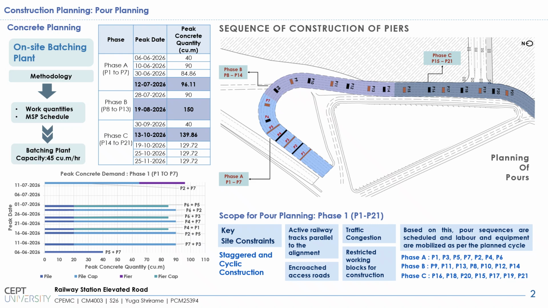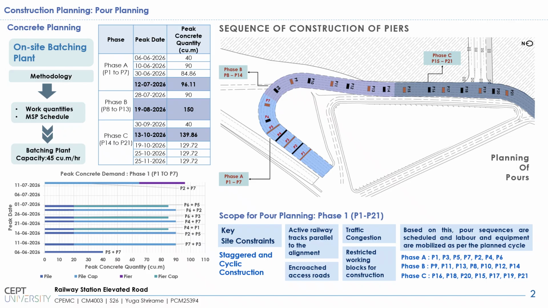To cater to all these conditions, the piers are planned in a staggered and cyclic manner, wherein for phase A, first P1, which is Pier 1, then Pier 3, Pier 5, Pier 7 will be executed first. Then P2, P4 and P6, which is the alternate construction, will be executed. Based on this, the pier sequences are scheduled on MSP, and accordingly the labor and equipment are mobilized as per the planned cycles. Once phase A is done in this manner, similarly phase B and phase C will be executed, and a similar pattern will be repeated for phase 2 and phase 3.